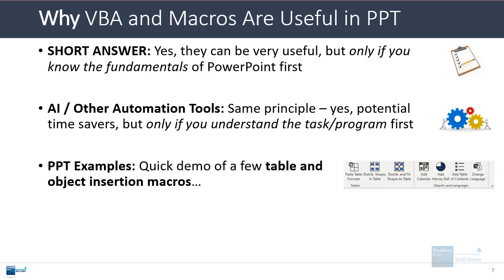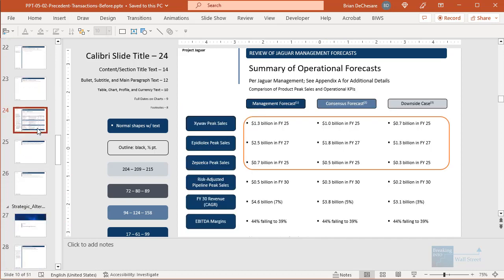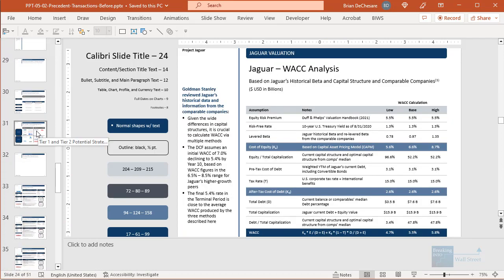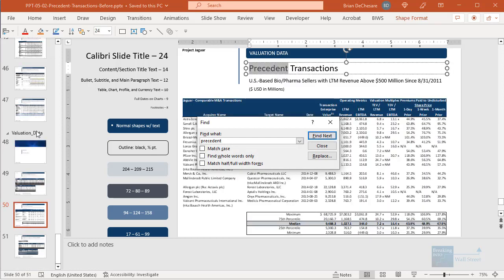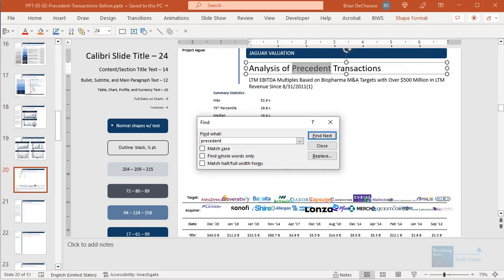So as a few quick examples of how these types of macros can save you some time, I'm going to show you a few features related to tables and object insertion so you can see how they can shave minutes and even more than that off the time required to create presentations. I'm going to pull up one of our intermediary files here, and I want to go down to the precedent transaction slide. So I'm just going to search for precedent and hopefully find it like that. We're looking for the graphical version of this slide, and I'll illustrate the problem.